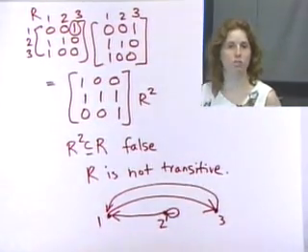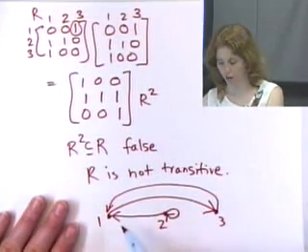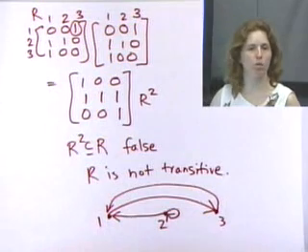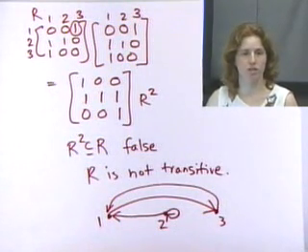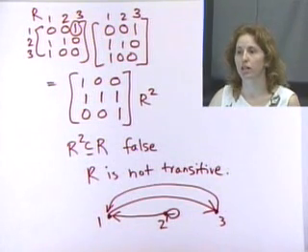Okay, so in our composition, we got 1, 1, and that was the result of taking a path of length 2 in our graph from 1 to 3 and 3 to 1. If this were transitive, then I could go on a path of length 1 from 1 to 1. That's what transitive does. So if I had 1 to 3 and 3 to 1, I'd be able to go 1 to 1, which I can't.